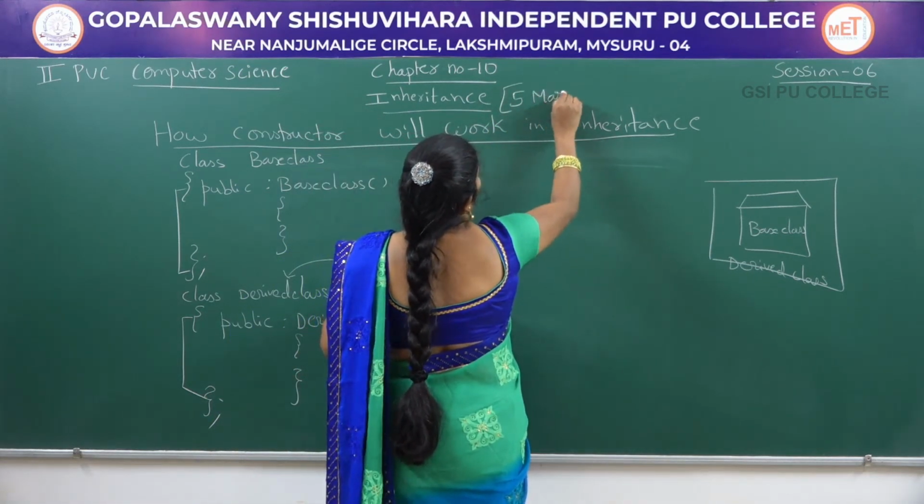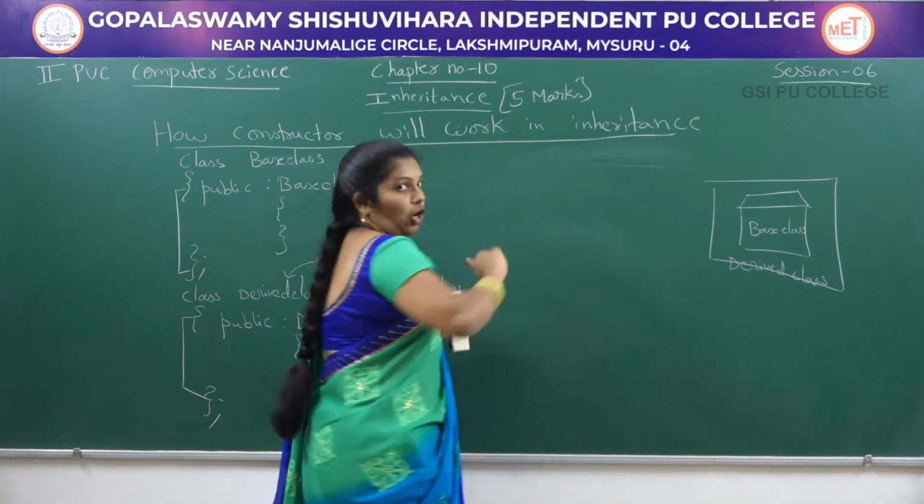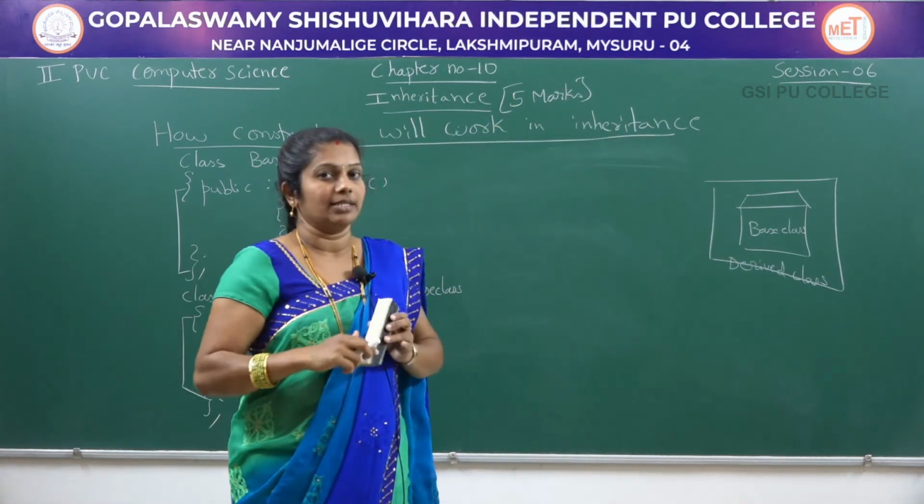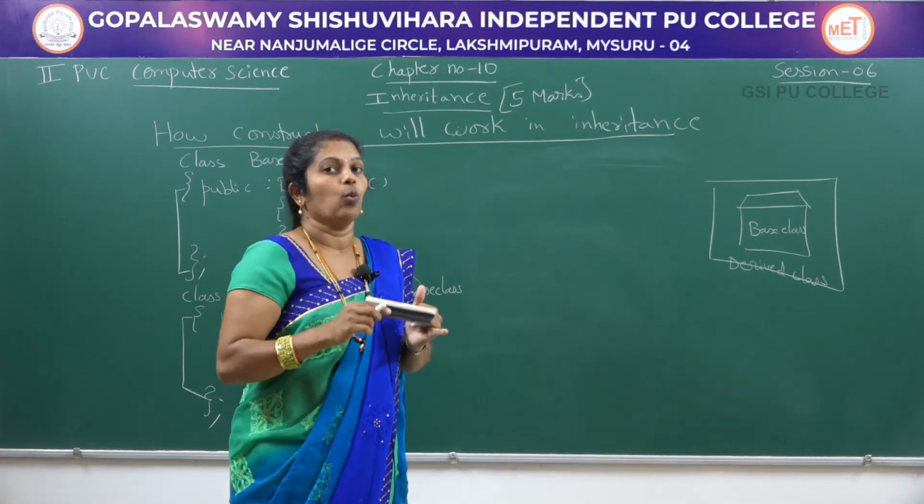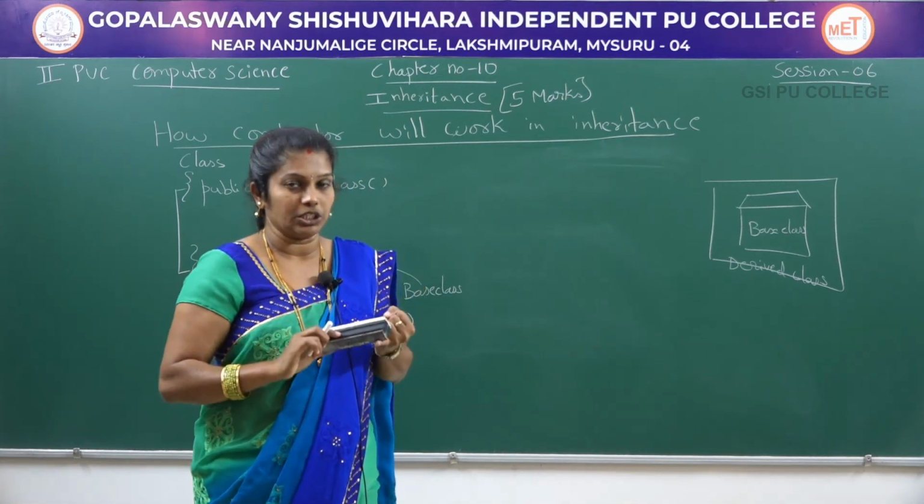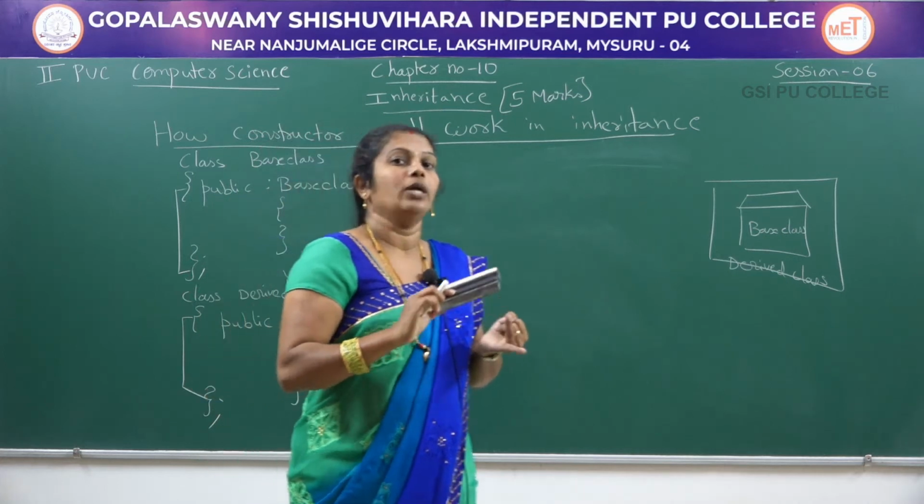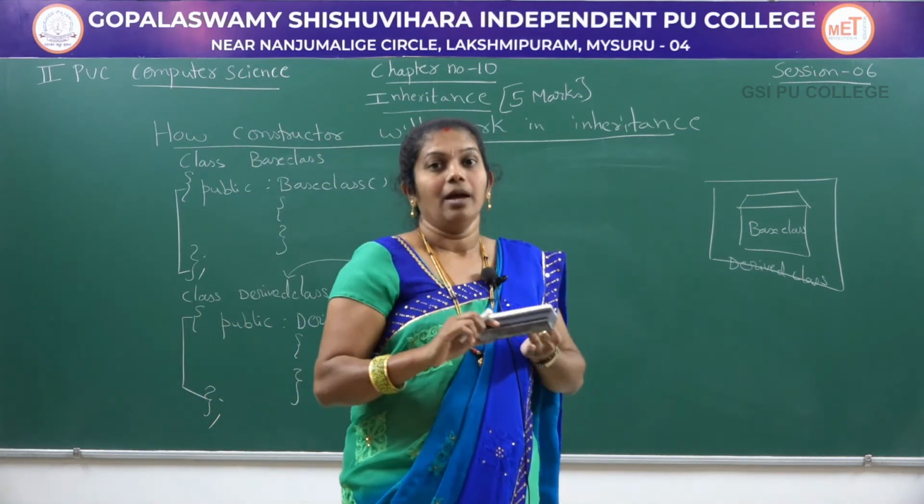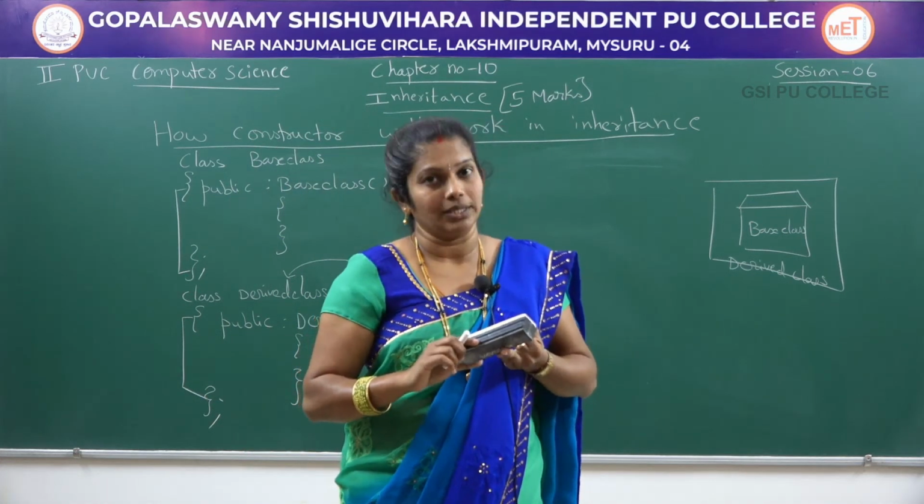Total weightage of this chapter is 5 marks. Only one question you will get on the annual exam. The question may be what is inheritance? Write the advantage of inheritance. That one question you will get. Otherwise, what is inheritance? Explain the different types of inheritance.